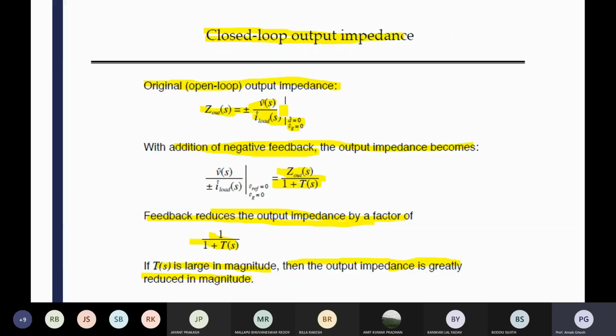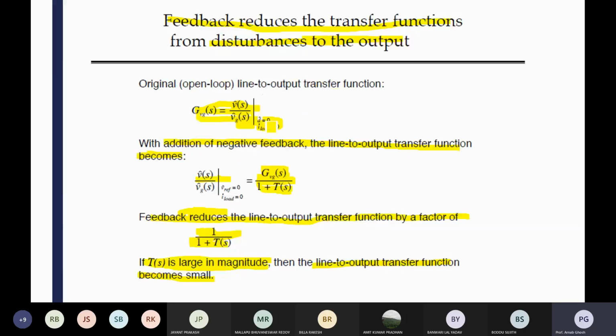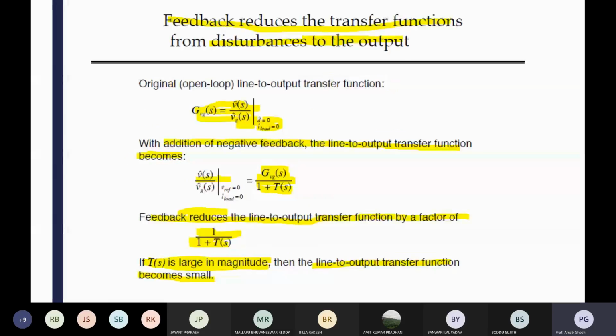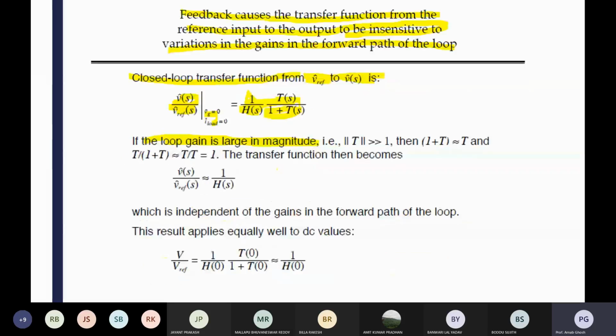Then 1 plus T is similar to T, more or less, and T by 1 plus T equals 1. That's why it is written that T by T equals 1. The transfer function becomes 1 by H(s), meaning V_ref by V_ref, which you can understand is independent of the gain of the forward path.